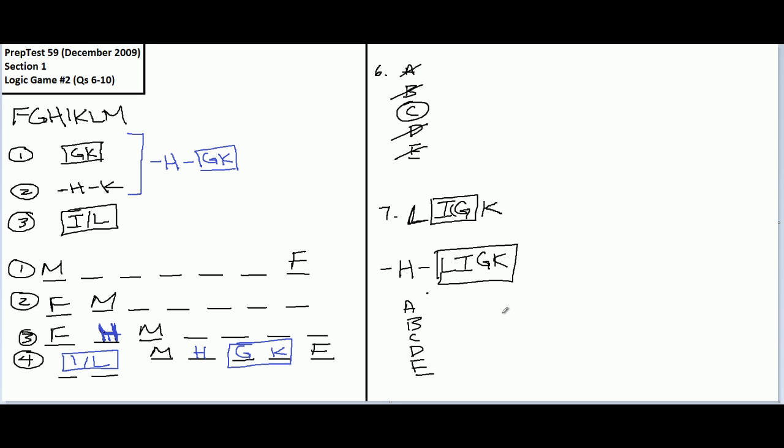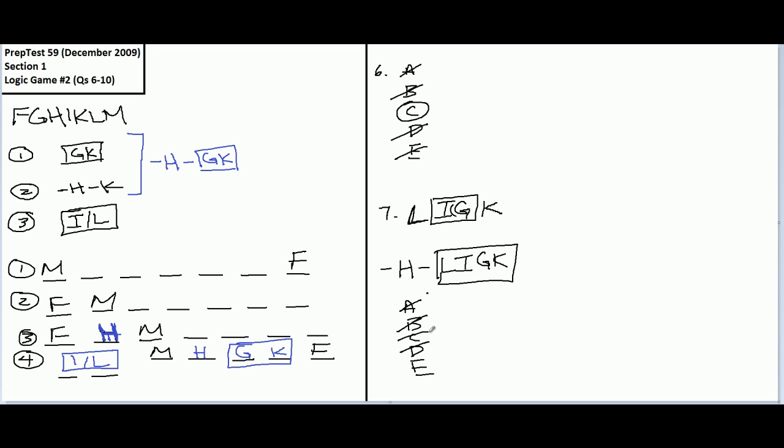So answer choice A, could G be 4th? Well, if we assign G as 4, then this would be 3, 2, and 1, and H can't be in the first slot. So no, G cannot be 4. How about B? H is 4th. Can H be 4? Well, if H is 4, then this is 5, 6, 7, and then we're out of spots. So no, H cannot be 4. How about answer choice C? I is third. Well, if we assign I as 3, then this is 3, 2, 1. That would make H the first one, and we know it can't be the first one. Get rid of it. How about D? L is second. It's exactly the same answer choice, because if L is 2, then H is 1, and H can't be 1.